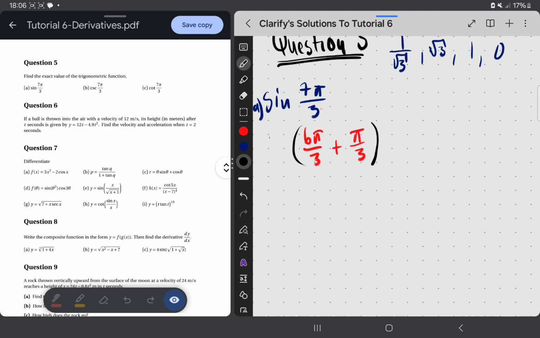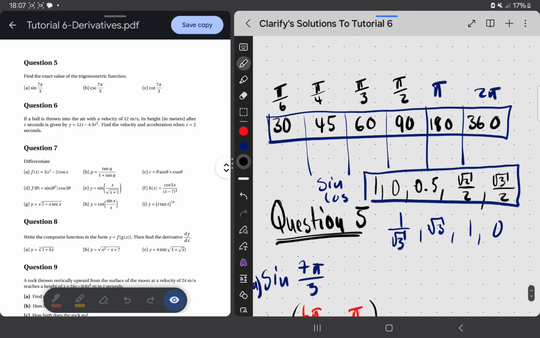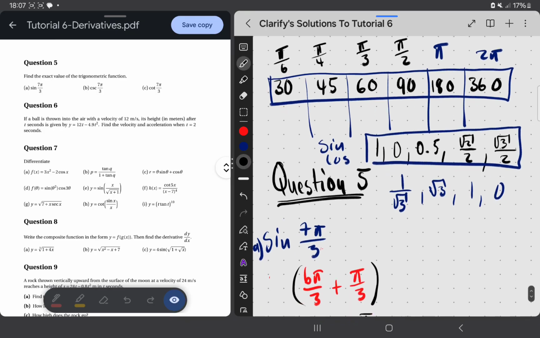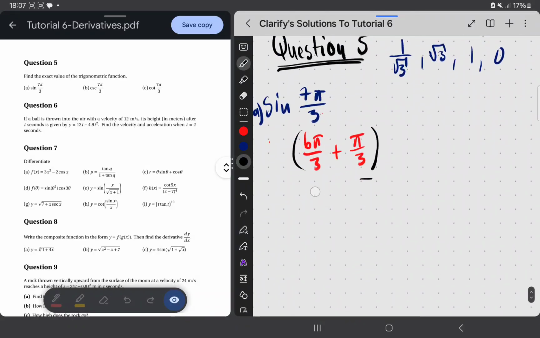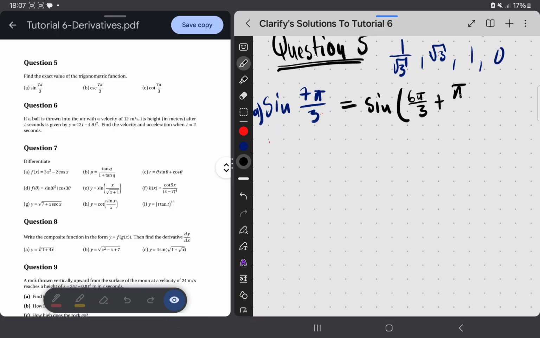Because if I have 6 pi over 3, I can change it to be a 2 pi. So it becomes 2 pi plus pi over 3. And pi over 3 is one of the special angles at 60 degrees. So you should break it down. So this is the same as saying sine of 6 pi over 3 plus pi over 3.